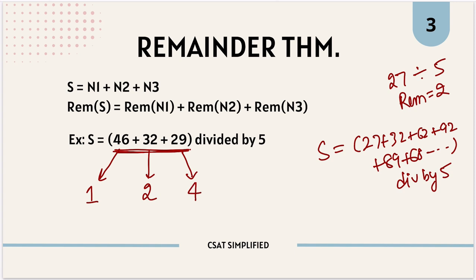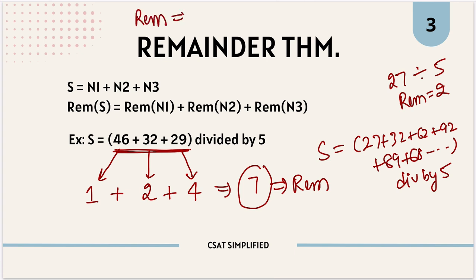So what are the remainders of the individual numbers? That is 1, 2, 4. Now for the complete number, just put in the plus sign here. You are left with 4 plus 2 is 6, plus 1 is 7. So 7 is the remainder. But always remember, the remainder of a number is always between 0 and n minus 1.